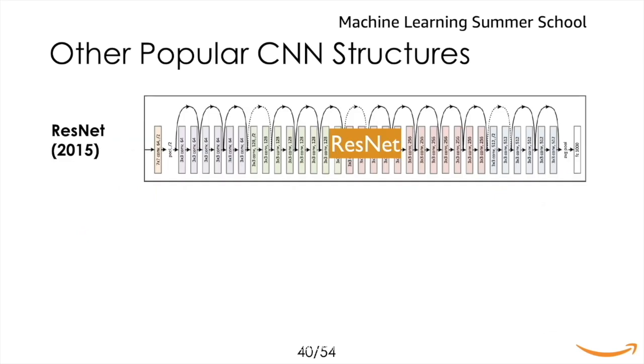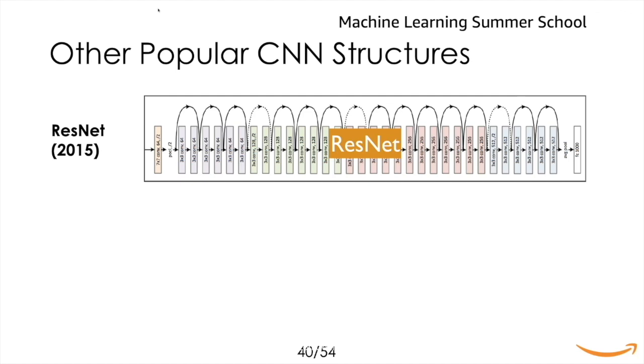A couple of other popular CNN structures, ResNet. So before the introduction of ResNet, very deep networks were hard to train because of the vanishing gradient problem. As the gradient is propagated from the final layer back to the earlier layers, repeated multiplication made the gradient infinitesimally small. As a result, as the network went deeper, its performance got saturated or even started degrading.